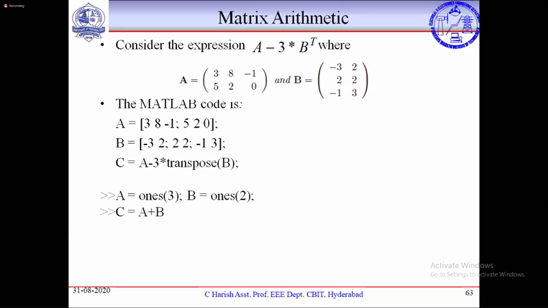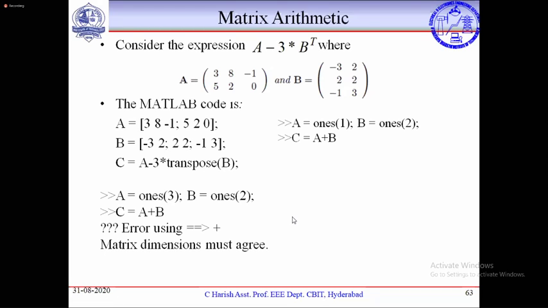Is addition possible? No. Then tell me why it is not possible. Rows and columns are different. Dimensions. Matrix dimensions are mismatched. Now, what is the next question?